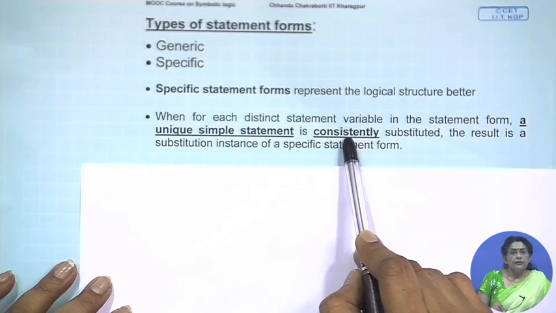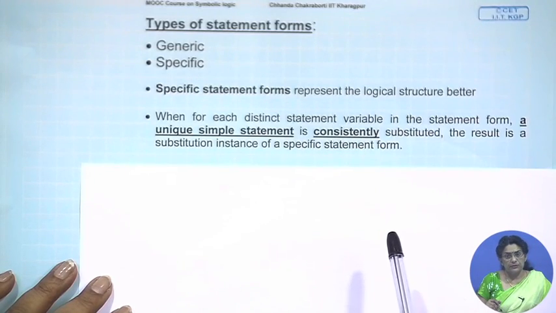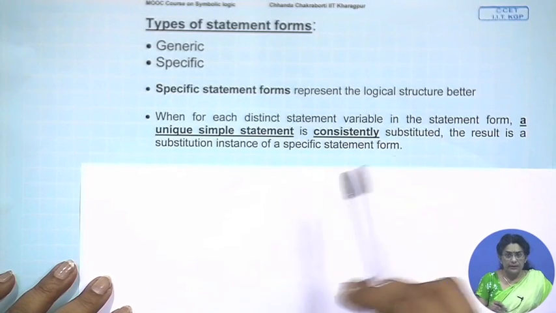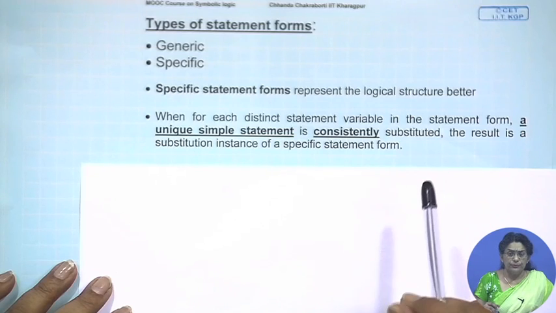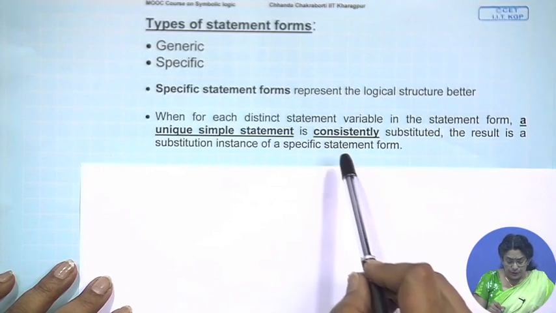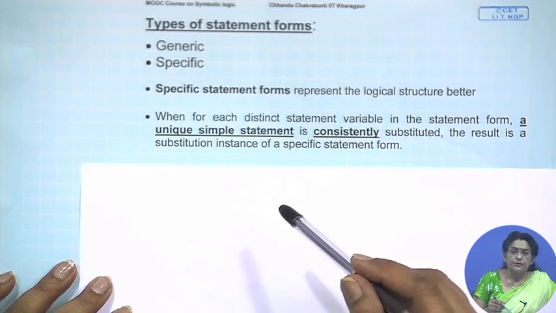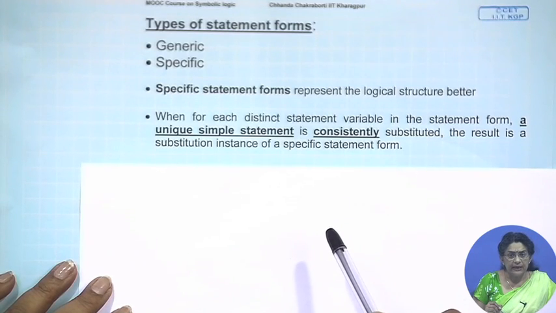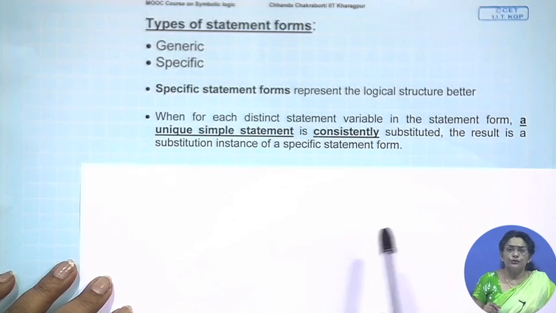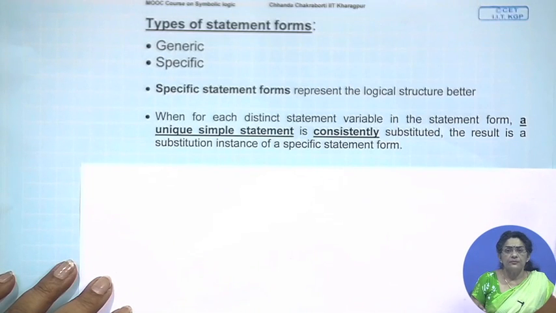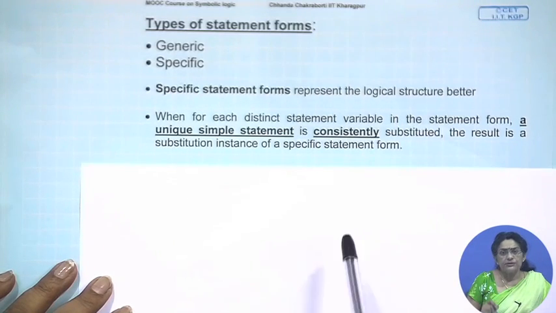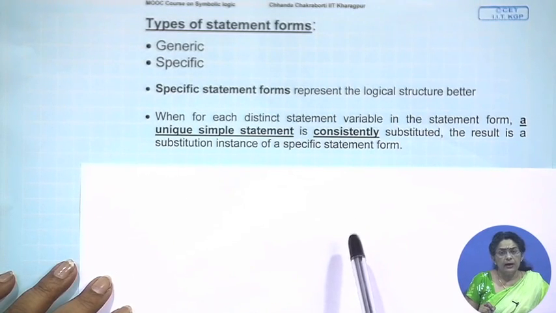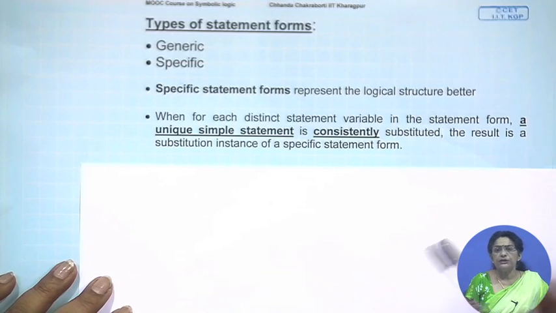Second point, consistent substitution, which means that it should not be random and it should not be out of sync. So, if at one place you have substituted small p with capital A, next time it should not happen in the same form that the occurrence of p is now substituted by a capital B, because then you are changing the meaning.